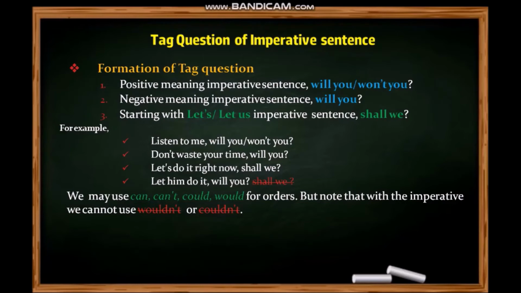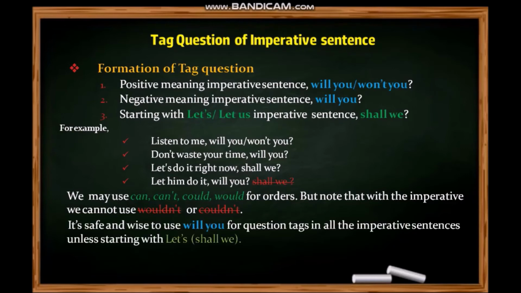Now arises another question. Why don't we usually use those auxiliary verbs like can, could, would? If I want to answer that, it will be a huge discussion, and I don't want to do that. But do remember that these auxiliary verbs depend on the context of the conversation, I mean whether the tone of the speaker is formal, less formal, casual, or informal. Then again, it's safe and wise to use will you for question tags in all imperative sentences, unless starting with let's, because in the case of let's we use shall we.